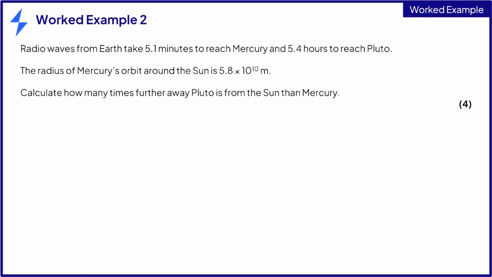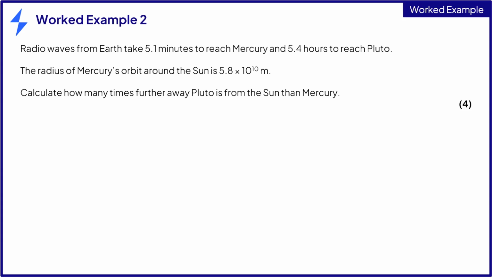Let's try a slightly harder example. Radio waves from Earth take 5.1 minutes to reach Mercury and 5.4 hours to reach Pluto. The radius of Mercury's orbit around the Sun is 5.8 times 10 to the 10 meters. Calculate how many times further away Pluto is from the Sun than Mercury.